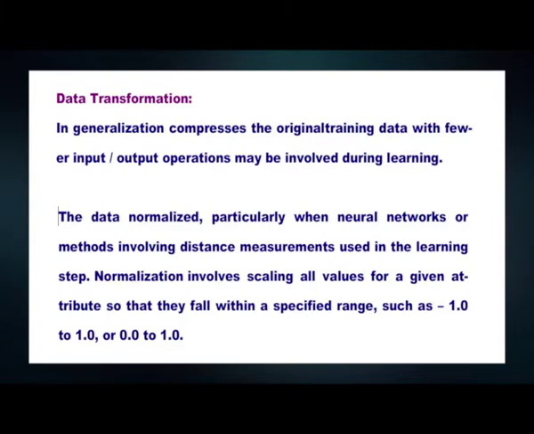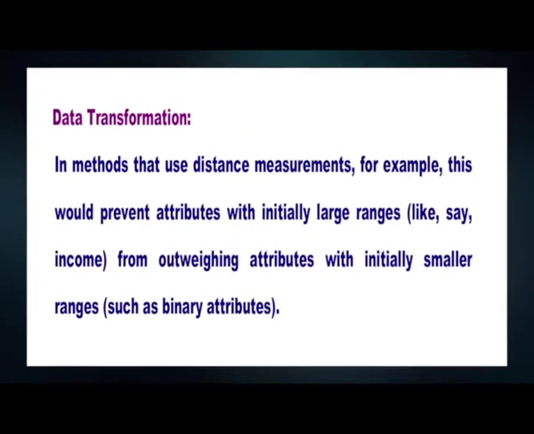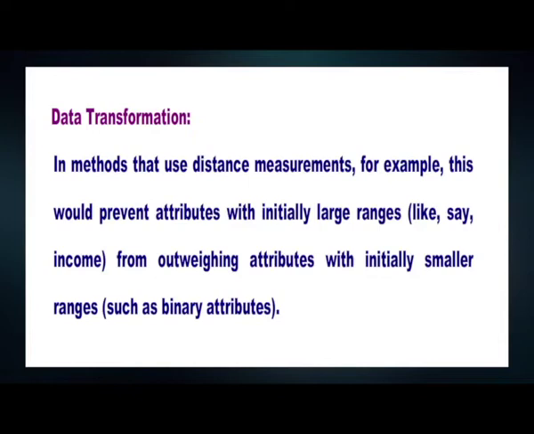The data may also be normalized, particularly when neural networks or methods involving distance measurements are used in the learning step. Normalization involves scaling all values for a given attribute so that they fall within a specified range, such as -1.0 to 1.0 or 0.0 to 1.0. In methods that use distance measurements, for example, this would prevent attributes with initially large ranges, say for example income, from outweighing attributes with initially smaller ranges, such as binary attributes.